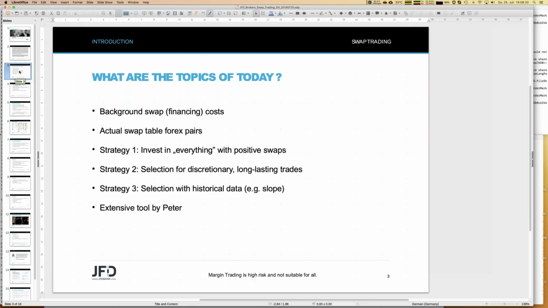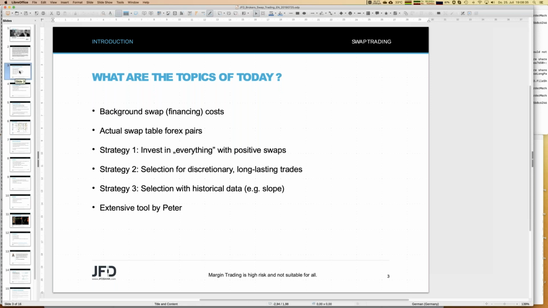And finally, we might just do a selection out of historical data, looking, okay, we know we have 18 possibilities, but maybe there are a few better than others, just looking at historical data.